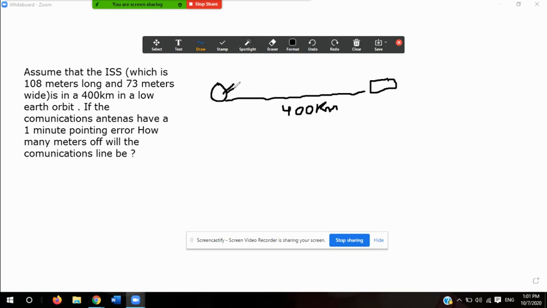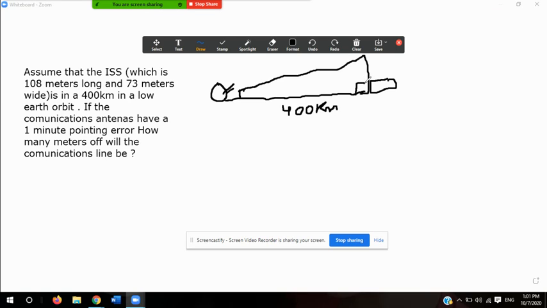And it says that there is a 1-minute pointing error. Remember that we have angles in degrees, minutes, seconds. They're giving us the angle not in decimal degrees, but in degrees, minutes, and seconds. So basically, we have ourselves a right triangle. Of course, we have our 90-degree angle here.